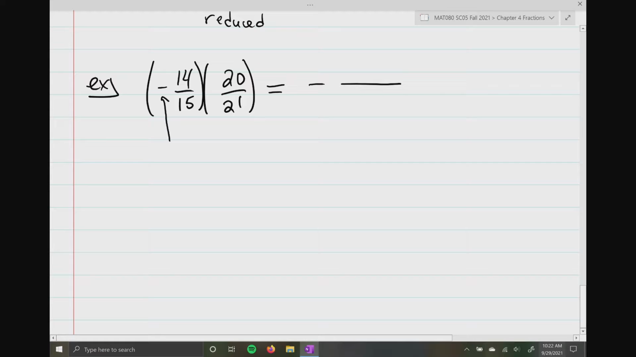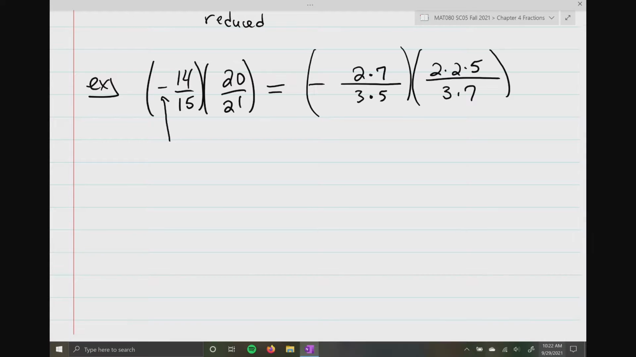14 is really 2 times 7. 15 is 3 times 5. Now let's do the 20. 20 is 2 times 2 times 5. Is that correct? Yeah. And then 21 is 3 times 7. So notice I didn't do any multiplying or anything yet. I just broke numbers down.